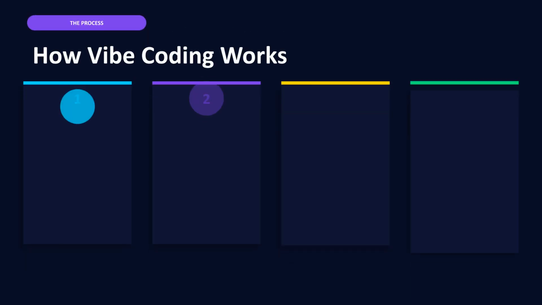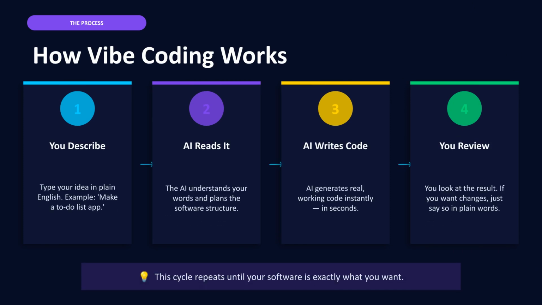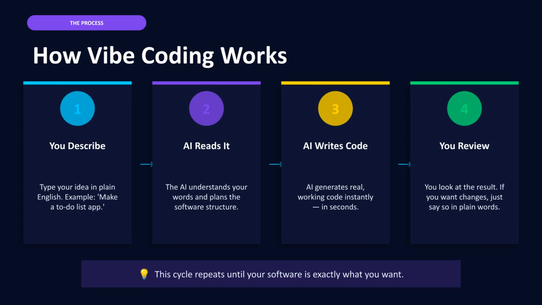The process involves 4 steps. First, you describe your idea. Then, the AI reads and understands your instruction. Third, the AI writes real, working code instantly. Finally, you review and suggest changes. This cycle repeats until your software is exactly what you want.